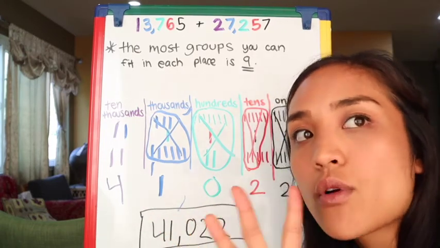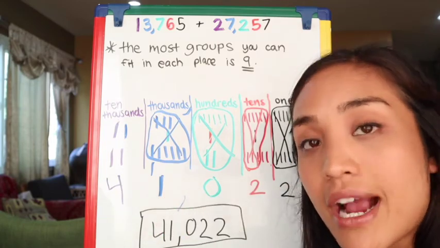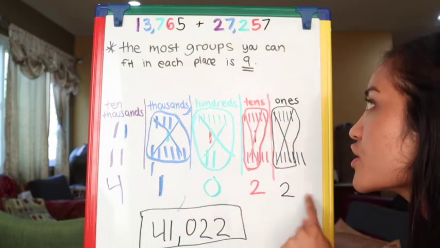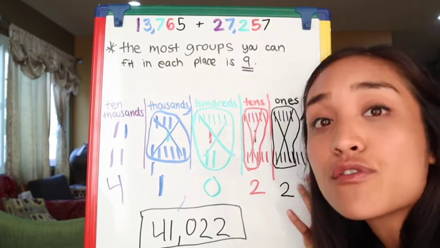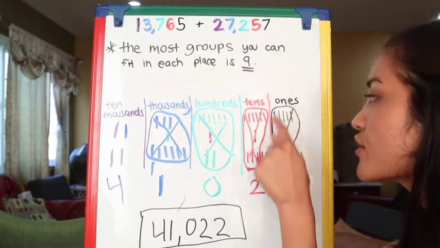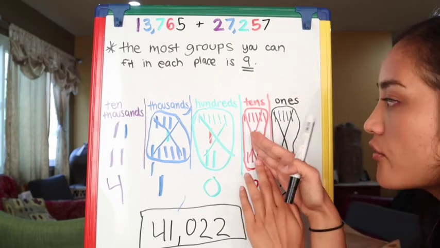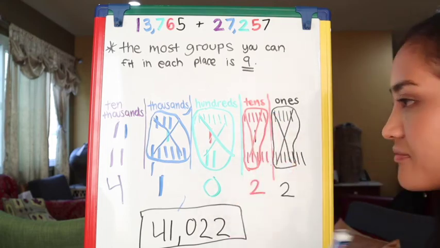Alrighty. After this video, I'm going to put up a slide or a picture of your practice problem. Go ahead and practice all of this. Make sure you remember that the most you can have in each place is 9. If you hit the number 10, circle them, cross them out, and scoot it on over to the place value over.